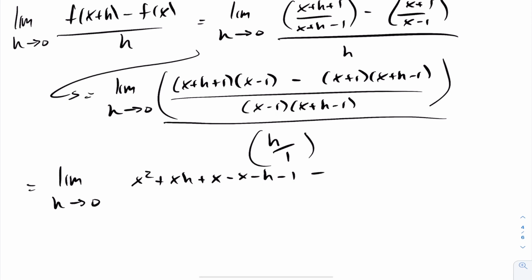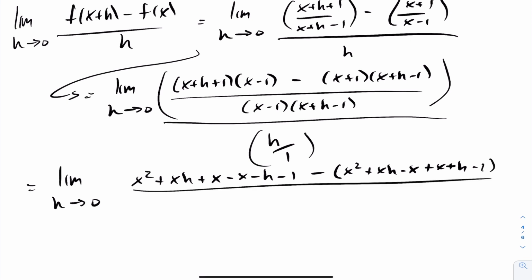And likewise here, let's put our brackets around this and expand this out. We're going to get x squared plus xh minus x, and then plus x plus h minus 1. And that entire expression is now over h times x minus 1, x plus h minus 1. And again, to remind you guys, I changed the division to multiplication. You multiply by the flip. So you end up getting that h value popping up here.